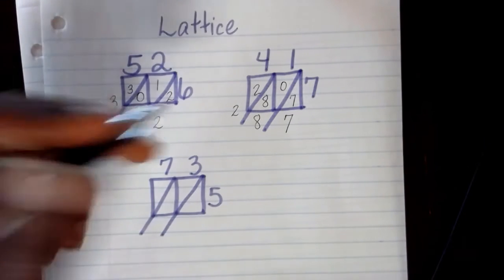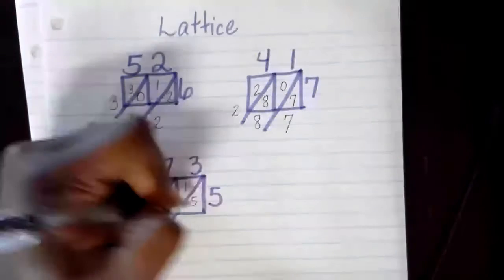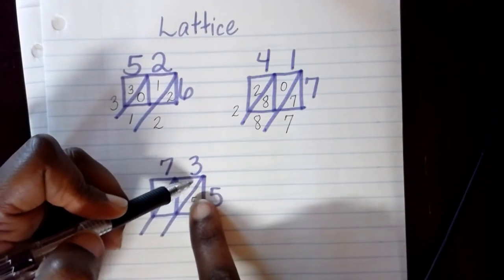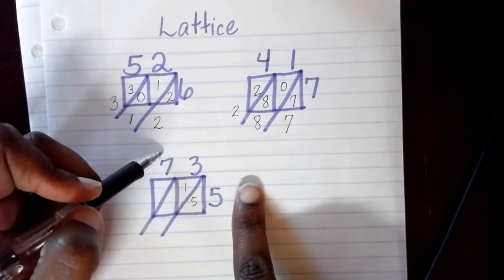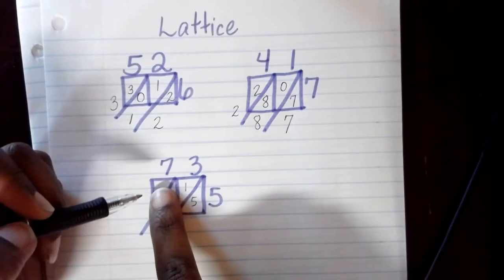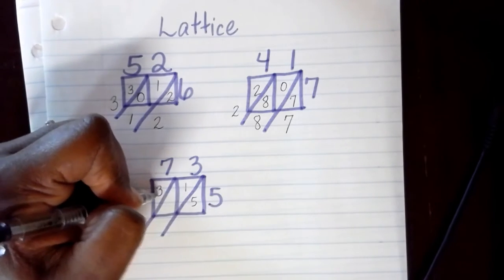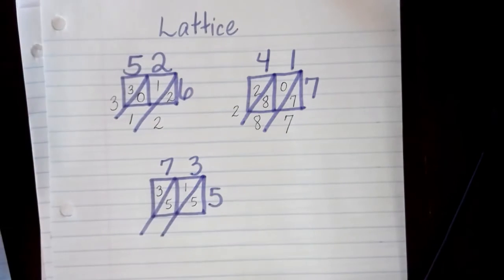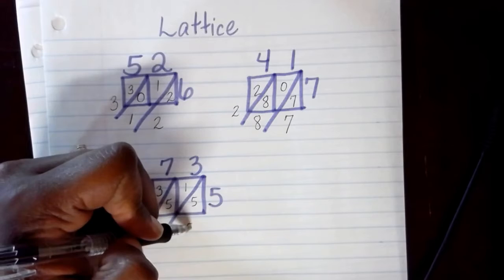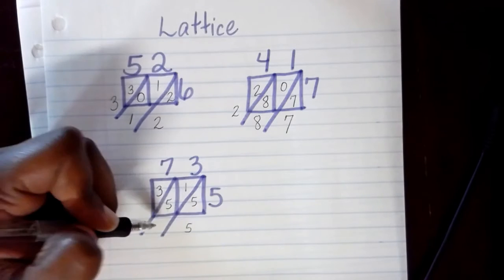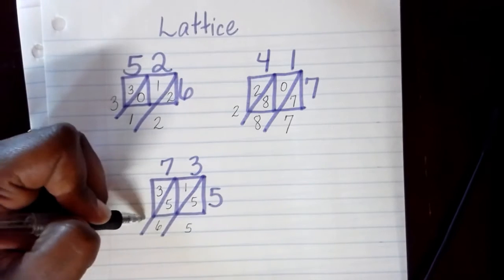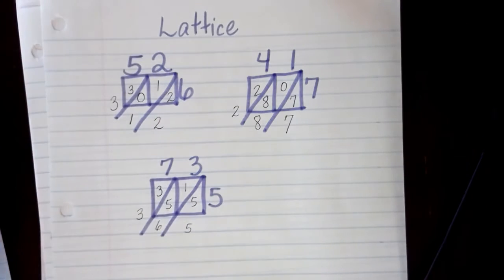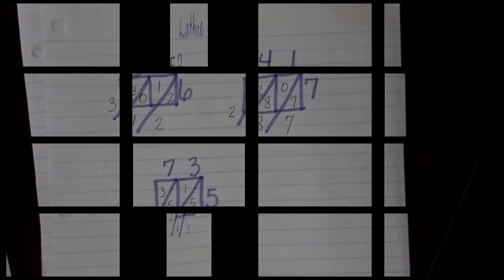3 times 5 is 15. Notice that the 3 and the 5 would match here. 7 goes down and 5 would come across, so the answer intersects and makes 35. I have 5 in the ones place, and 5 plus 1 is 6. And I bring down my 3 because there's nothing to add to it. And that is how you multiply 2 digits times 1 digit using lattice.